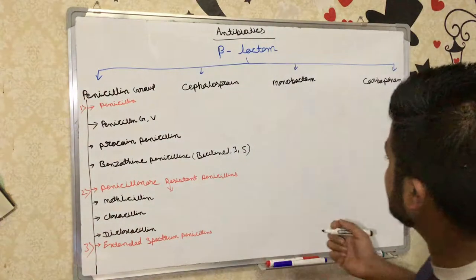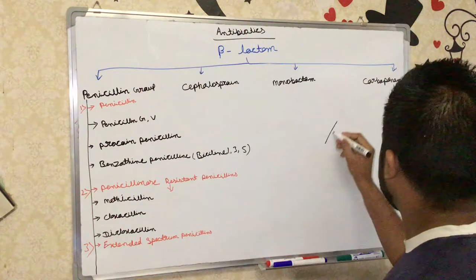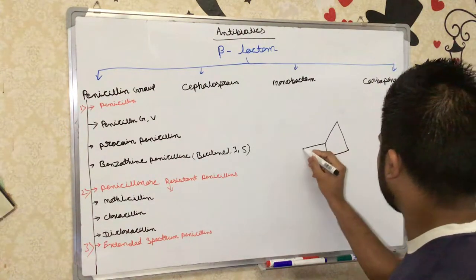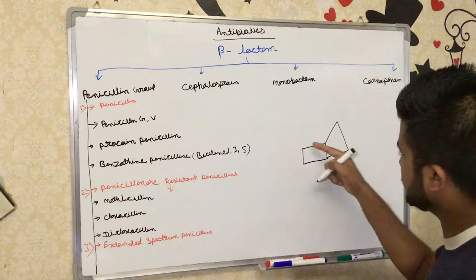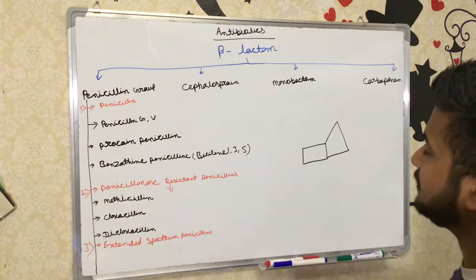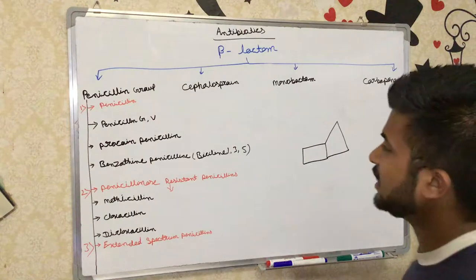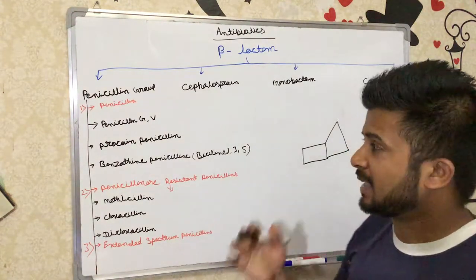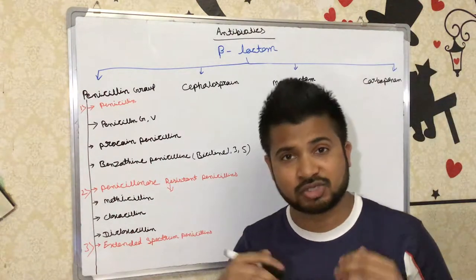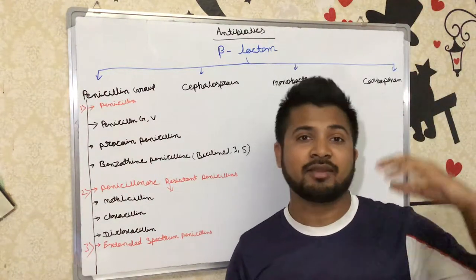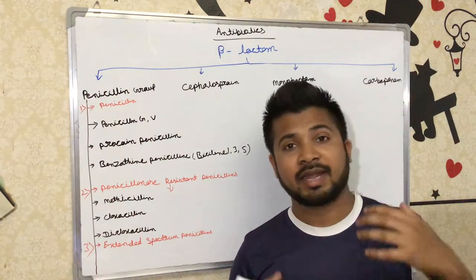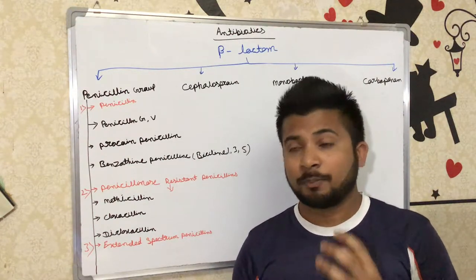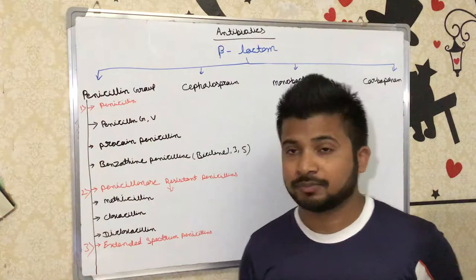What is a beta lactam? Let's discuss the chemical structure. This is the ring and this is the lactam ring. That is why the name is beta lactam. In the beta lactam group we have the penicillin group. As we all know, penicillin is still a very popular drug, and it was discovered in 1941, the first penicillin drug.